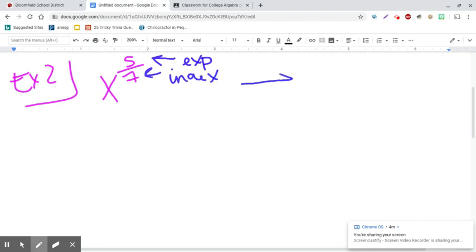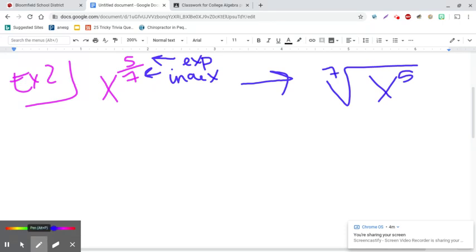Okay? So if we were going to write that in a radical form, we're going to take our what? Our base, which is x, put it in our radical. The top is the exponent, so x to the 5th power, and the bottom is your index. Bam! Done. A little easier this way, right? Let's try another one.